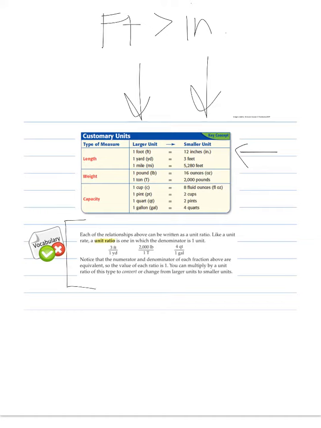If we look at all of their relationships above, we can write them as a unit ratio. This would be an important word to write down, and to note that a unit ratio has a denominator of 1. So some examples would be 3 feet in 1 yard, 2,000 pounds in 1 ton, 4 quarts in 1 gallon, 2 pints in 1 quart would be another example. So when the denominator is 1, which we can always make the denominator 1 by finding the unit rate, it's also called the unit ratio.